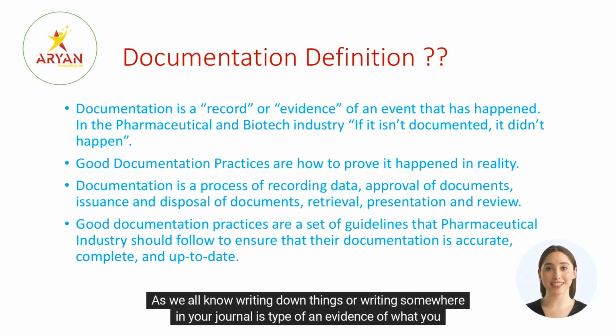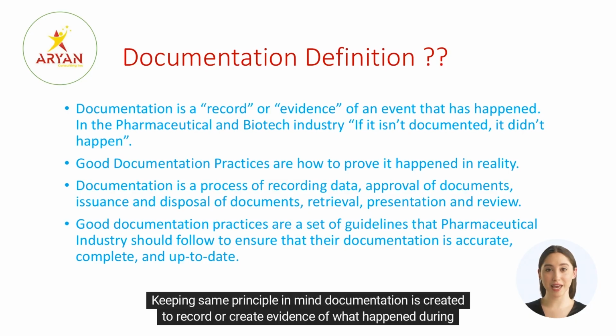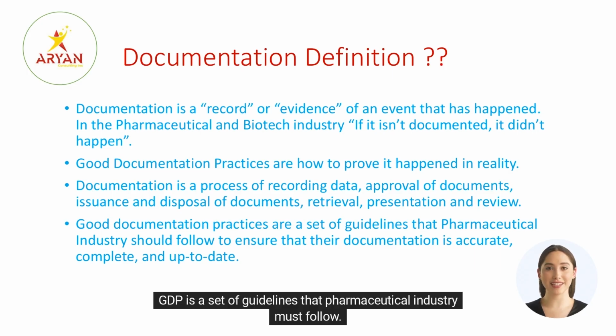As we all know, writing down things or writing somewhere in your journal is a type of evidence of what you thought or executed, in simple words. Keeping the same principle in mind, documentation is created to record or create evidence of what happened during every step of manufacturing. GDP is a set of guidelines that the pharmaceutical industry must follow.